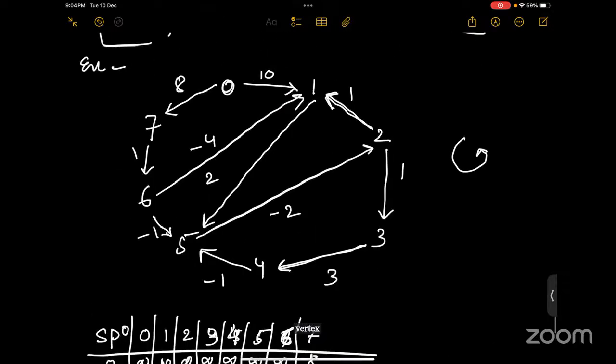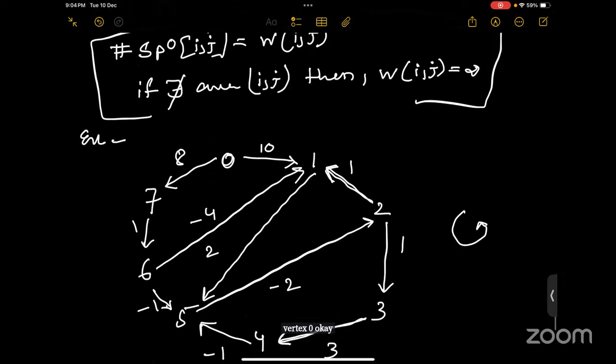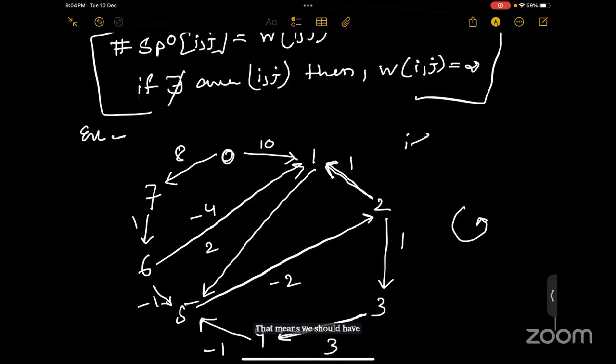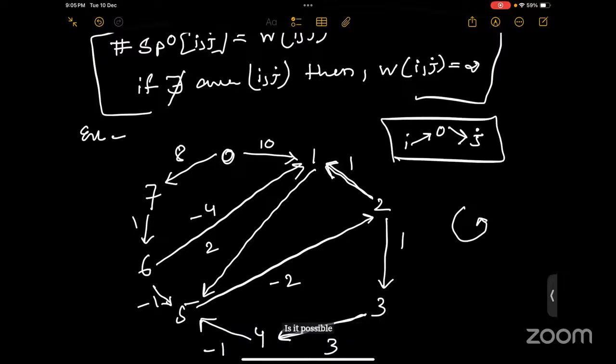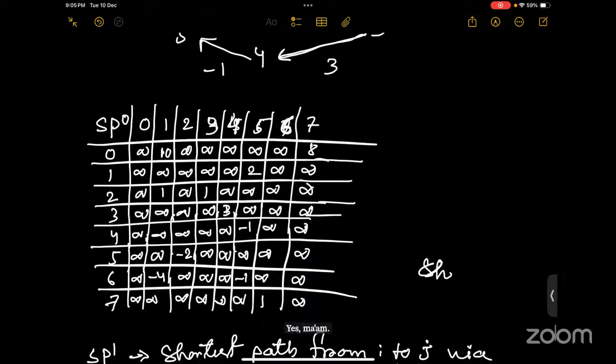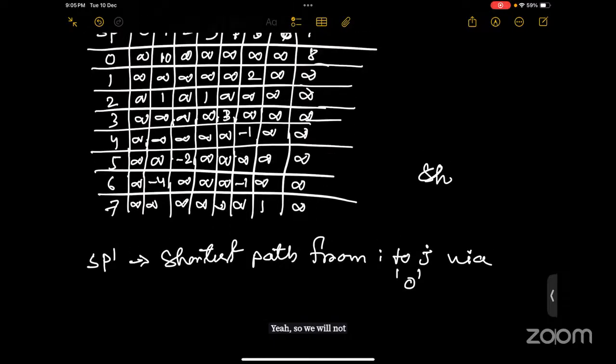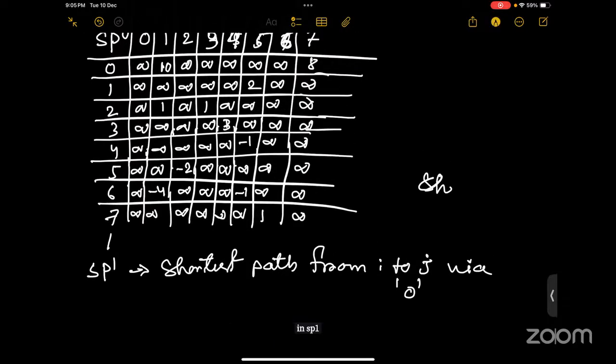Okay. That means we should have something like I to 0, then 0 to J. Is this case possible? No. Because we don't have any incoming edges to 0, right? So we will not find any extra path in SP1. So SP1 will be same as SP0, right?